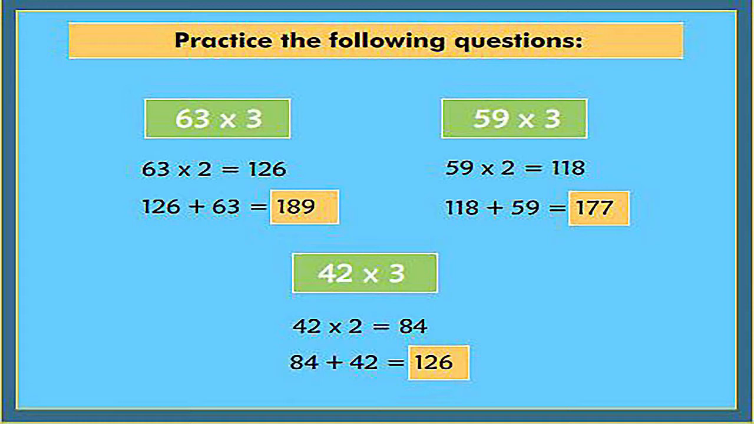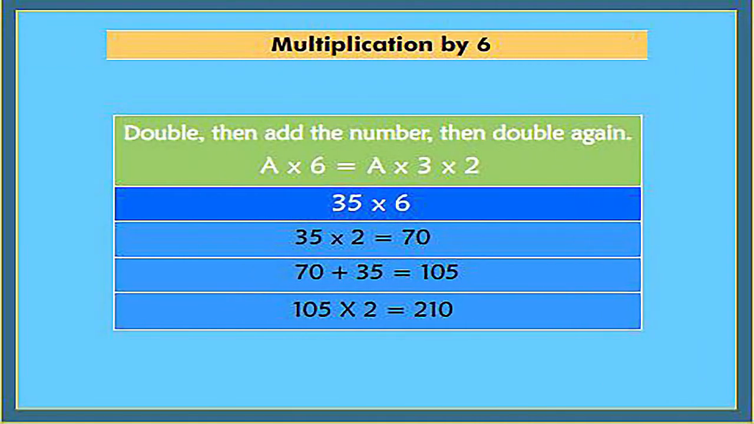In the same way, you get the answer for the next problem, 59 times 3. First double 59 and get 118. Then add 59 to it and you get 177. The last problem is 42 times 3. Double 42 and get 84. Then add 42 to it and you get 126. Here we have the same problem as multiplying by 9. We need to add a number, and it's not easy without using a pen and paper because the number gets larger.